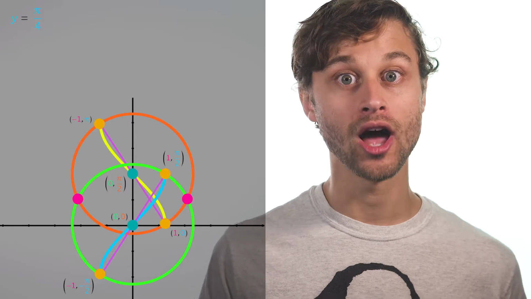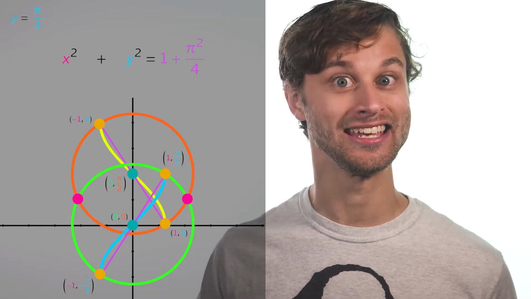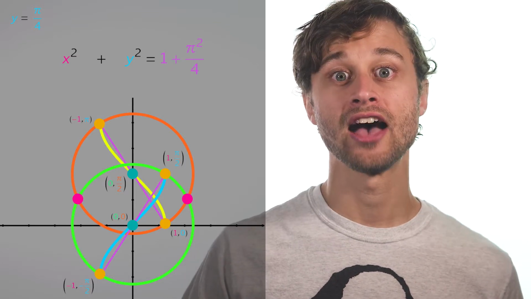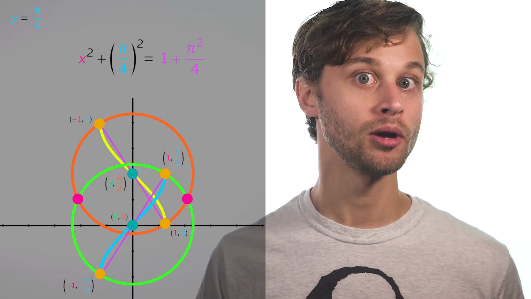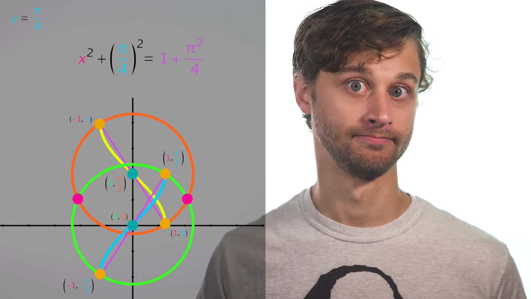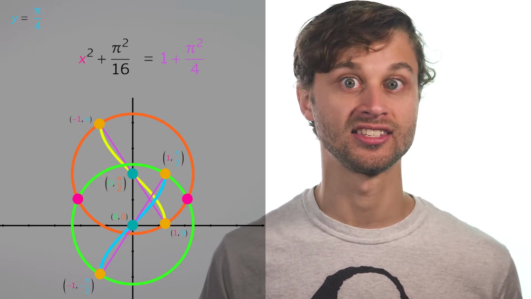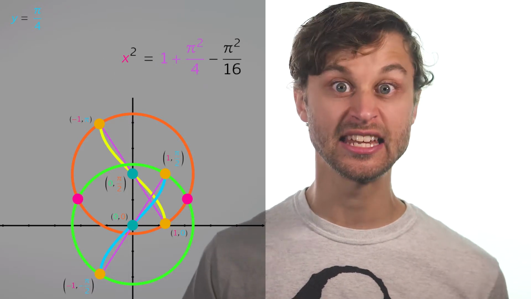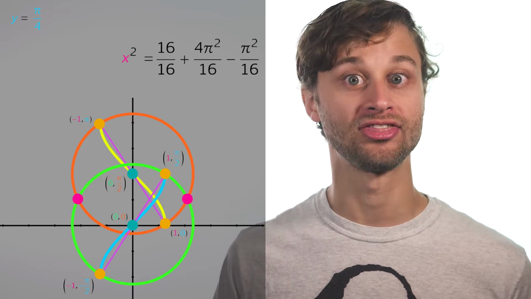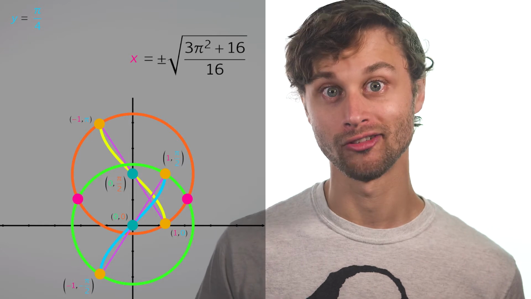Now we can take this y coordinate and plug it back into either of our circle equations. Since the arcsine circle equation is simpler, let's use that one. So we have x squared plus (pi/4) squared is equal to 1 plus pi squared over 4. Now we just need to solve for x. We can subtract pi squared over 16 from both sides, and if we make everything into 16ths as the common denominator, we get this result for x squared.